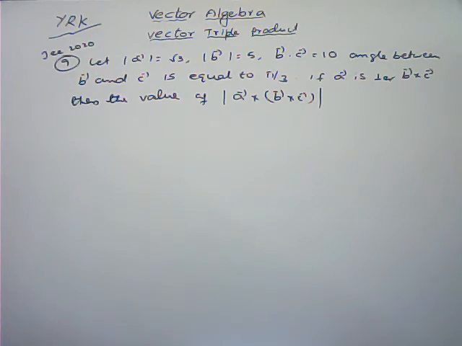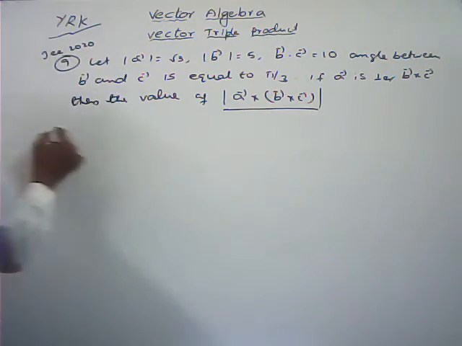Next one. Let modulus of A bar equal root 3. This is a JEE 2020 question. Modulus of B bar equals 5, B bar dot C bar equals 10. The angle between B bar and C bar is equal to 60 degrees. If A bar is perpendicular to B bar and C bar, then we want the value of this one.